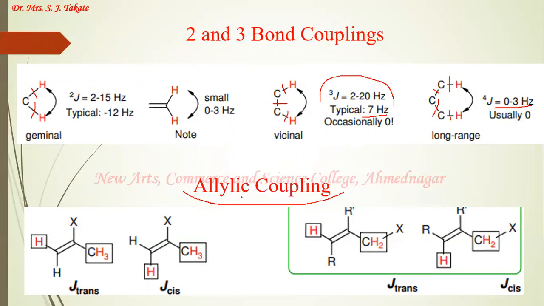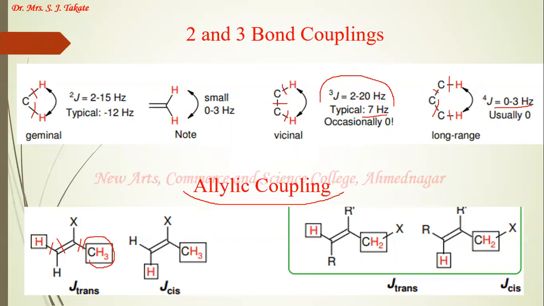First one is allylic coupling. In this allylic coupling, the carbon atom attached to a carbon-carbon double bond and the proton present on an olefinic carbon atom couple with each other, and the coupling hydrogens are separated by four bonds. This is the first bond, this is the second bond, this is the third bond, and the fourth bond is between the carbon and hydrogen. This is also another example of an allylic coupling.